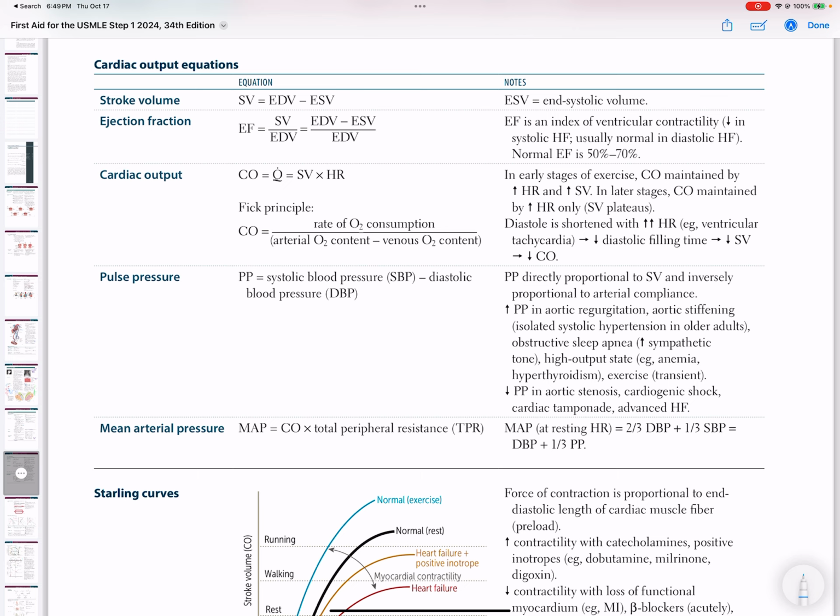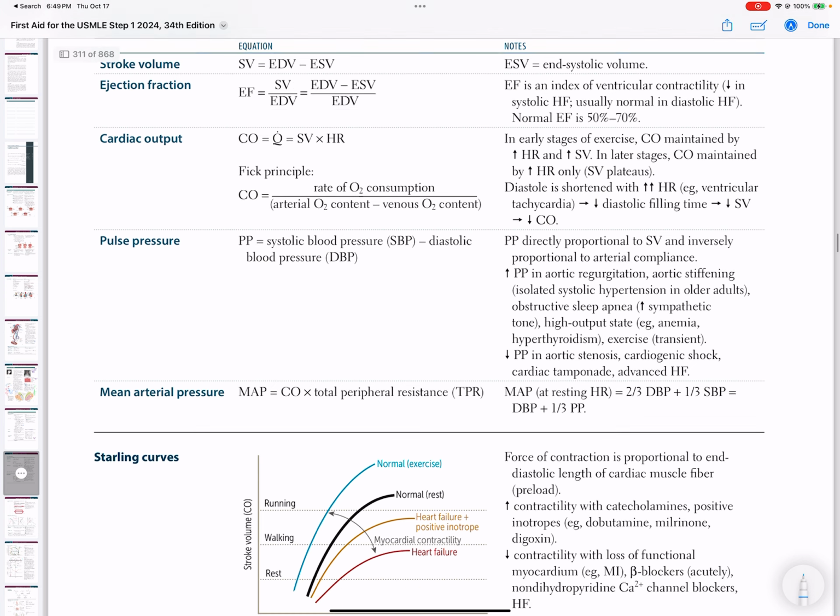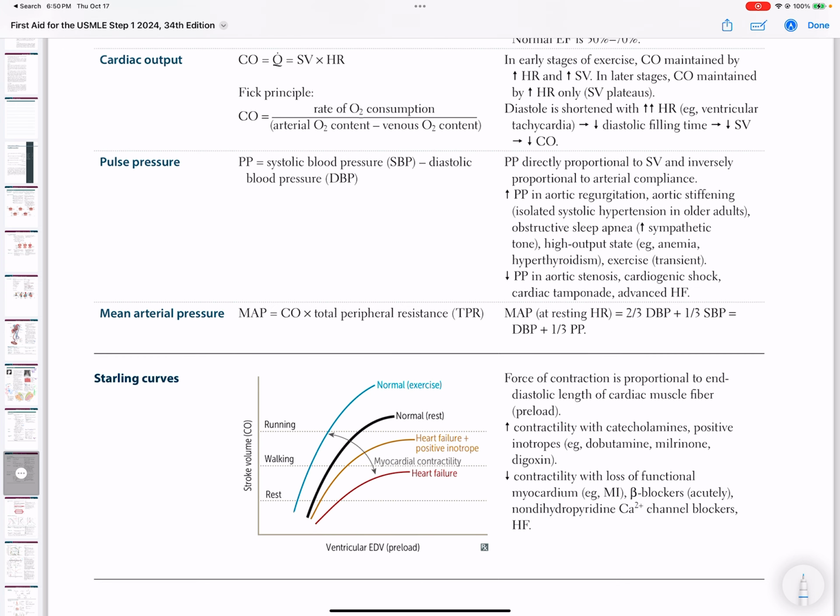Then we have diastole, that is shortened because of increased heart rate. Ventricular tachycardia: decreased diastolic filling time and decreased stroke volume, and decreases the cardiac output. Pulse pressure is the difference between systolic and diastolic blood pressures. It's directly proportional to stroke volume, inversely proportional to the arterial compliance. Increased pulse pressure in aortic regurgitation, aortic stiffening.